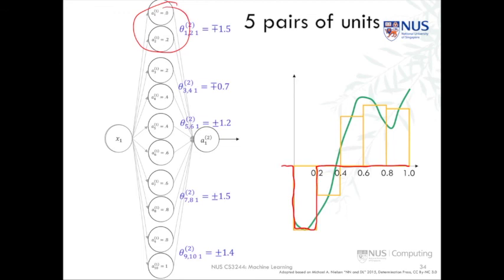So I can do this for the rest of the nodes, right? So for example, this pair here is going to create another bump function that looks a little bit like this, and so on and so forth. So with this, you can see that we can approximate any function to an arbitrary level of fidelity that we want by just including more and more pairs of nodes.